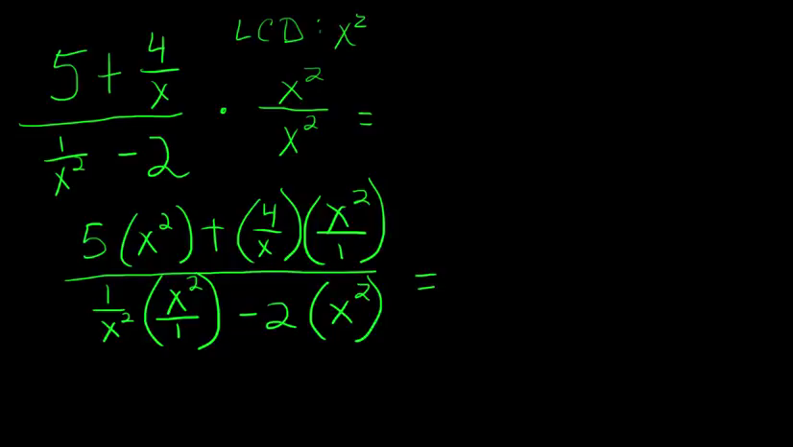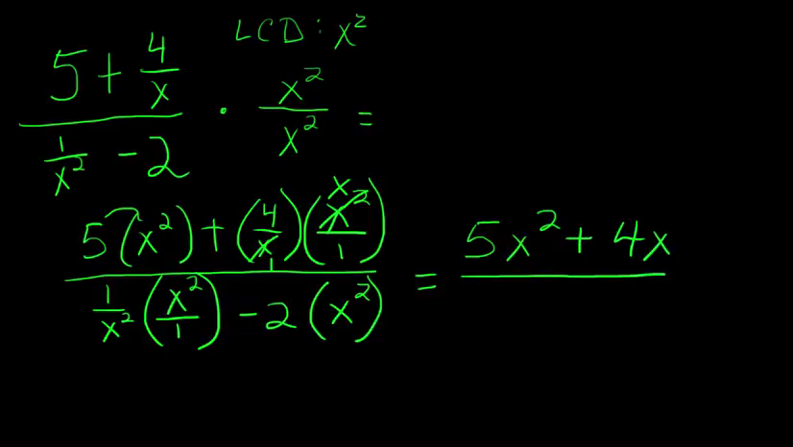Now, when we go through to work this, we're going to take our 5 times our x squared, get a 5x squared. Then, when we look at the 4 over x times the x squared over 1, we are expecting to be able to get rid of this x in the denominator, which we can, and it will cancel out with that x squared, leaving just an x up there. So we are left with 4x over 1, which would be 4x. Our purpose here was to get rid of that x that we had in the denominator, and this worked.